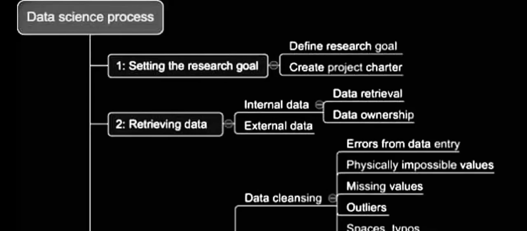The second step is retrieving the data. Of course, we all know that in order to conduct a data science process, we need to have data. So this second step is obtaining data from various sources according to our requirements. There are two types of data: internal data and external data. Internal data is the already available data which is present within the organization. But external data refers to the data which is obtained from external resources.